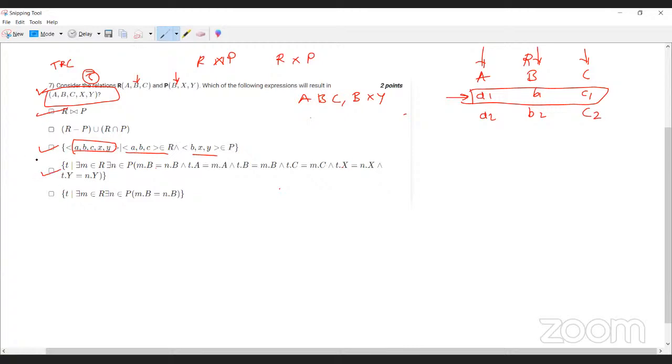So I think, why option 2? No, sorry. Why will option 3 be there? Like A, B, C, X, Y. Okay, so whatever we want to project is there. And this A, B, C belongs to R and B, X, Y belongs to P, right? So this is the case of DRC, right?